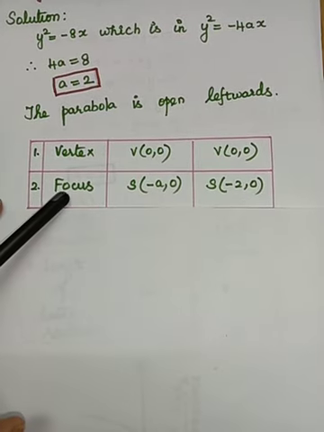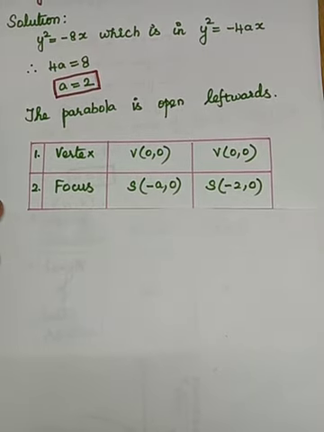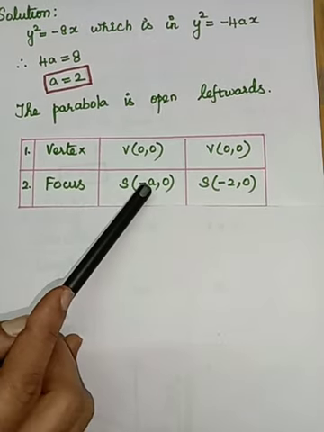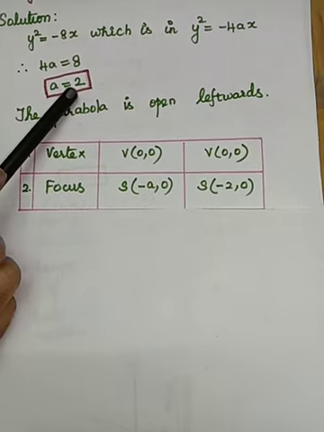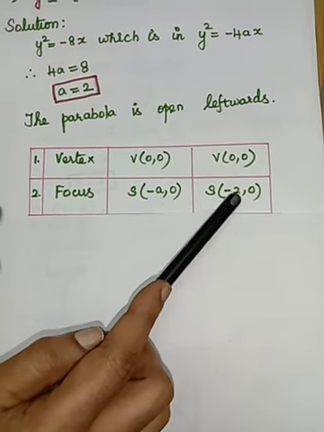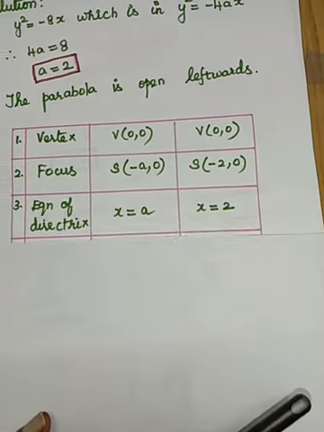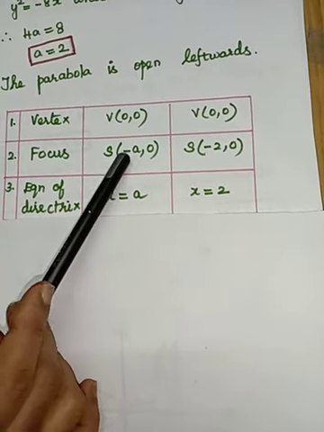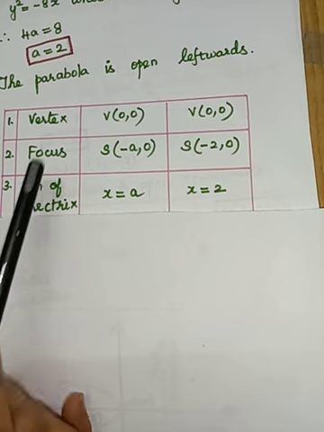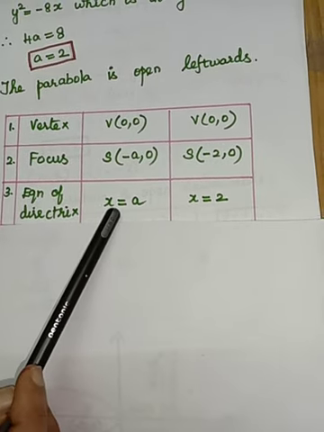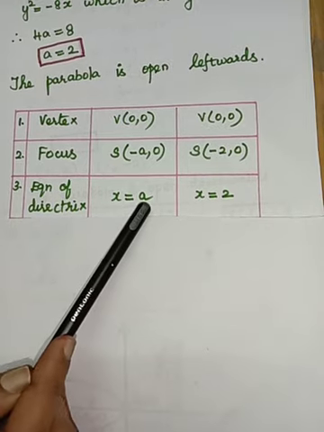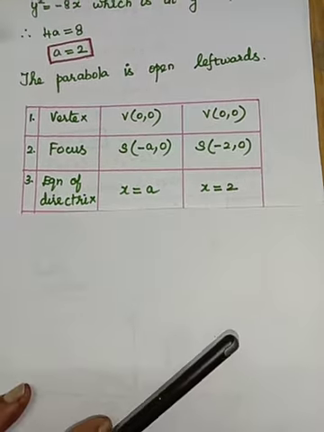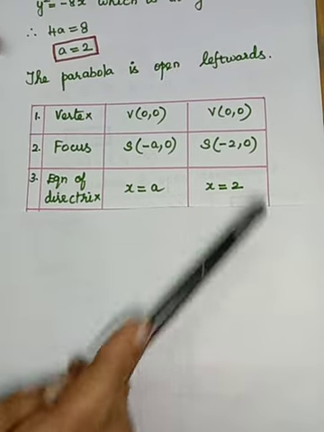Next go for the focus. You see that the parabola is open leftwards, which means it is on the negative side of the x-axis. So the focus is minus a, 0. So what is a? A is equal to 2. So the focus is minus 2, 0. So how will the directrix be? It is just opposite to the focus. Okay, so focus is on the negative side, so the directrix should be on the positive side. So therefore x is equal to a. So here your a is equal to 2, so x is equal to 2. Or you can write this as x minus 2 is equal to 0.